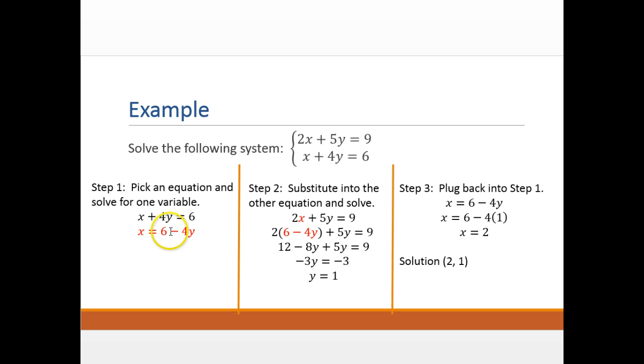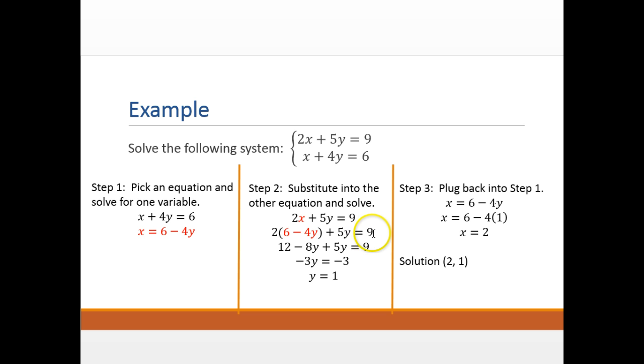That's my first step. My second step now is to substitute. I go to the other equation, the top equation, which was 2x plus 5y equals 9. In the first step, I solved for x, and we said x was 6 minus 4y, so instead of x, I'm going to plug in 6 minus 4y. Notice on this step I now have an equation with one variable, y.